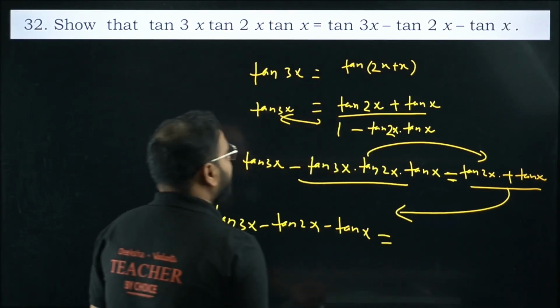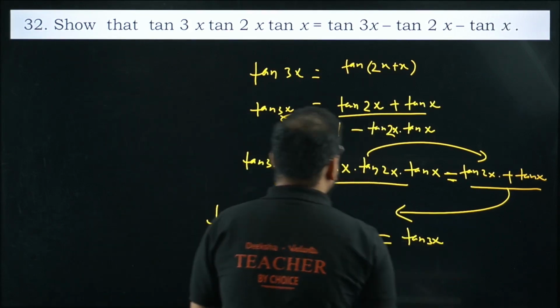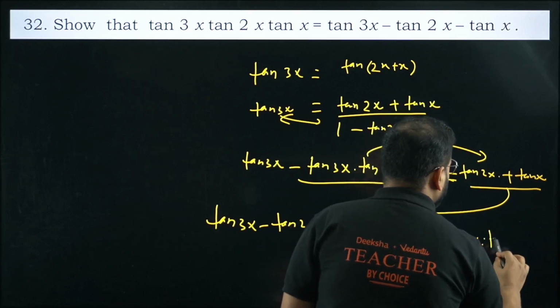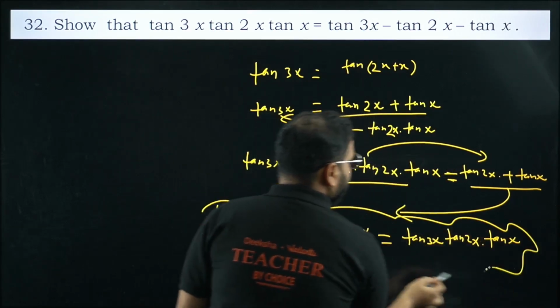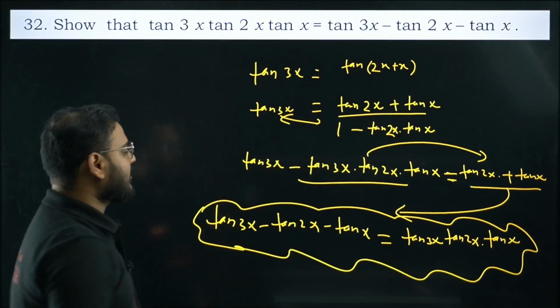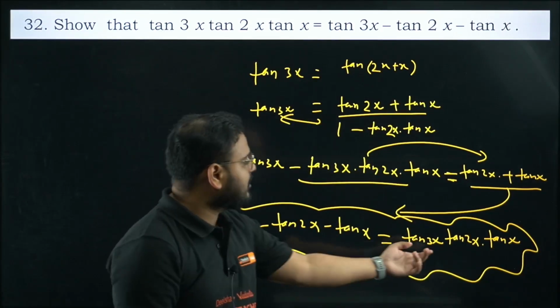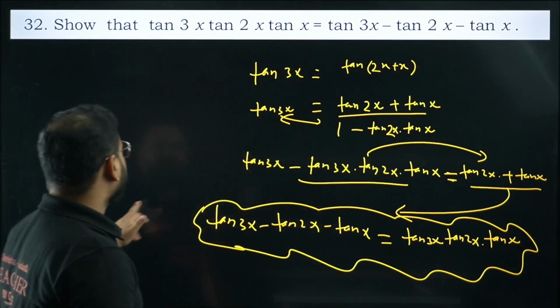Over here, this is all positive. So tan 3x, tan 2x and tan x. Please check, this is clear. Alright, this is clear, right? Have a look. Tan 3x minus tan 2x minus tan x equals to this value is proven. Done. Let's move on to question number 33.